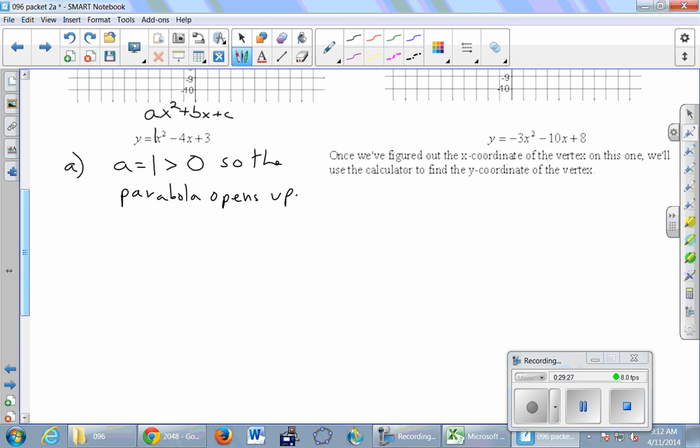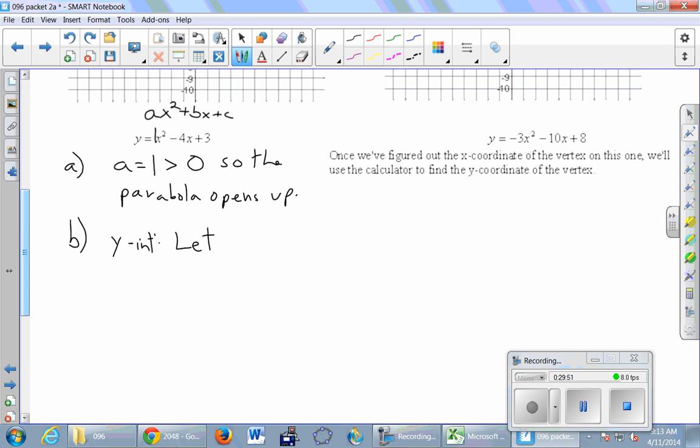Okay, part B has us finding the x-intercepts. To find the x-intercepts, you do something. What do you do? Sorry, that is not part B. Part B is the y-intercept, right? We'll find the y-intercept first. It's always easier to find the y-intercept. That's why I have it first.